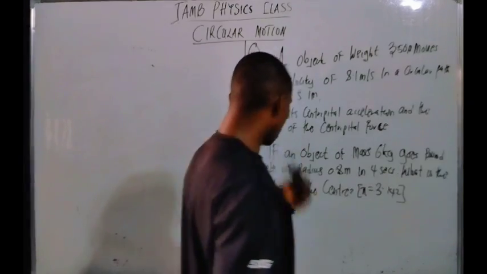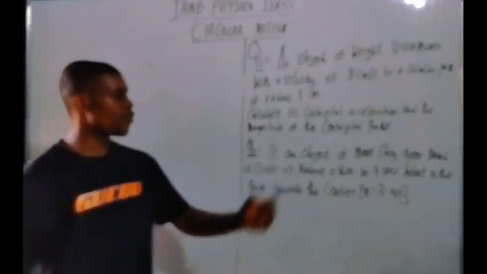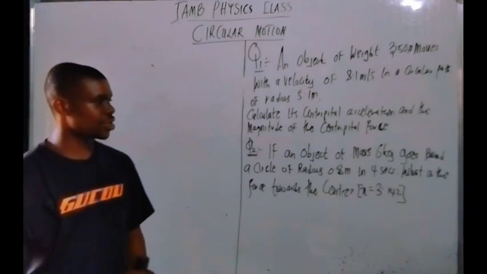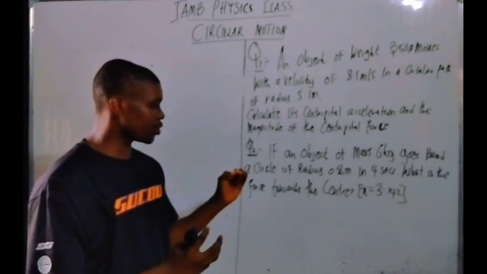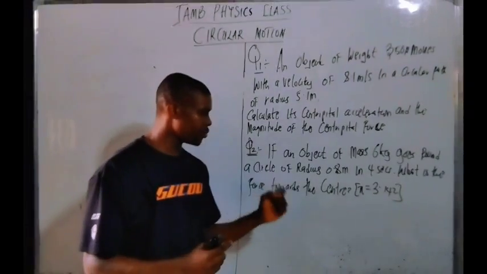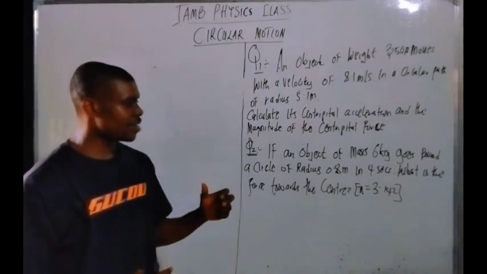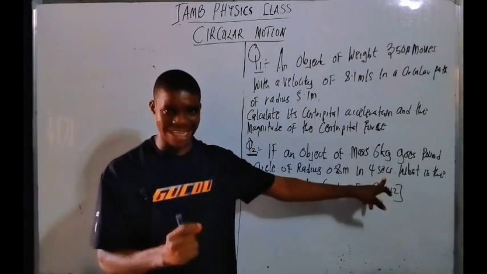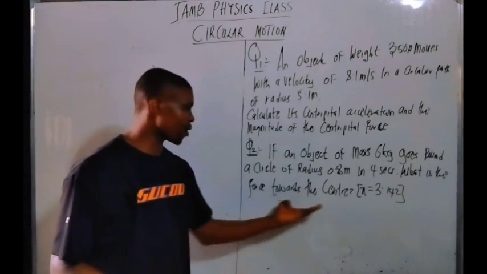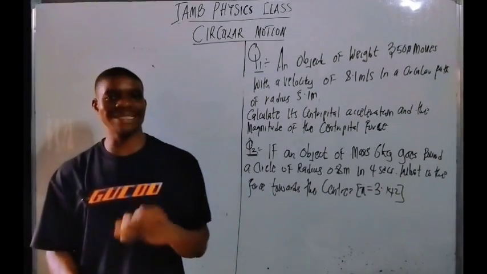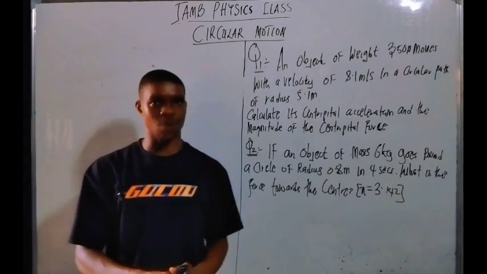Okay, let's have a question. If an object of mass 6 kg goes around a circle of radius 0.8 meter in 4 seconds, what is the force towards the center? They're asking you what is the centripetal force. That is the question here.